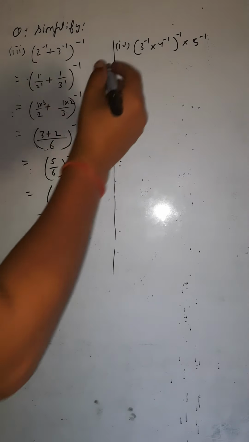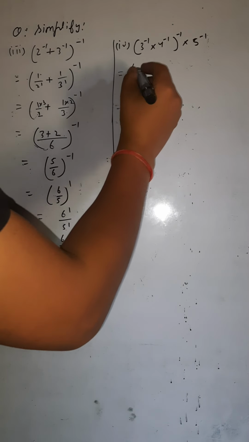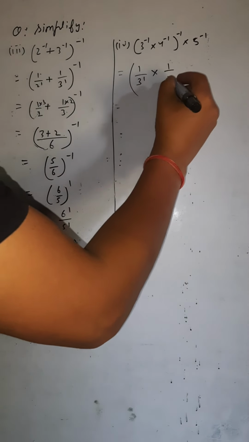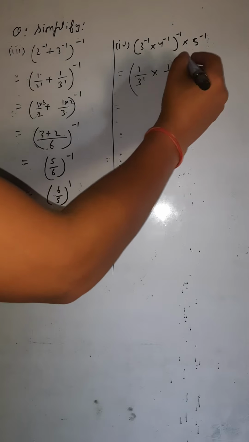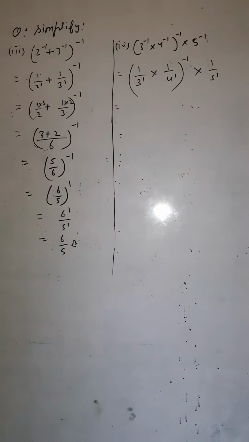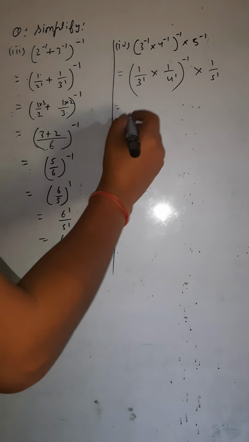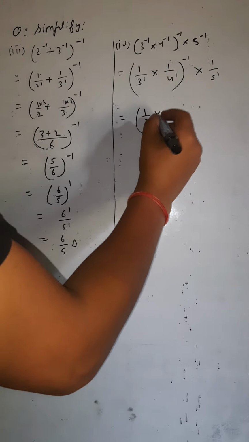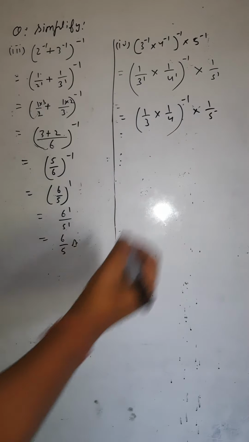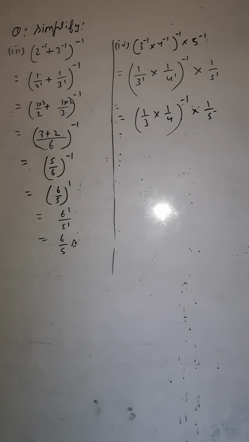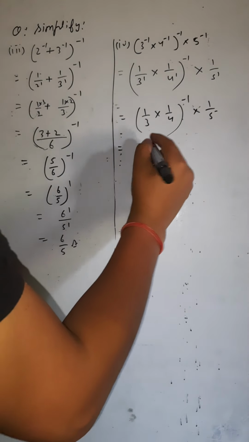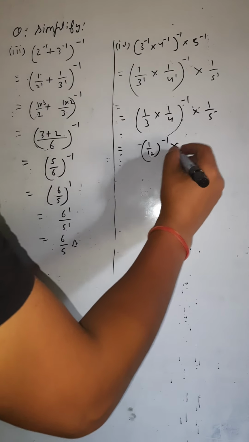Okay, look here. 3 raised to the power minus 1 can be written as 1 by 3 raised to the power plus 1, and similarly this can be written as 1 by 4 raised to the power plus 1, and this 5 raised to the power minus 1 can be written as 1 by 5 raised to the power plus 1. Now just try to solve this. 1 by 3 multiplied by 1 by 4, again whole raised to the power minus 1, divided by 1 by 5. Because the power is 1, one time you would write this. So again it can be written as 1 by 12, 1 by 12 raised to the power minus 1 multiplied by 1 by 5.